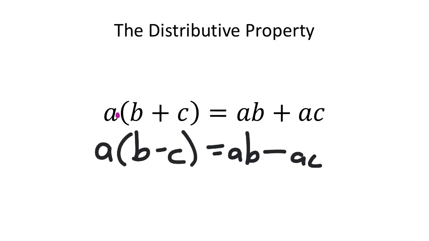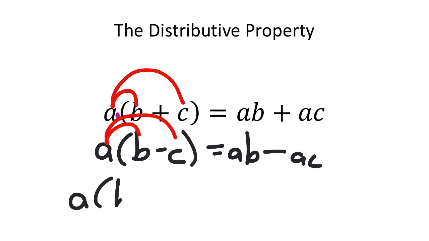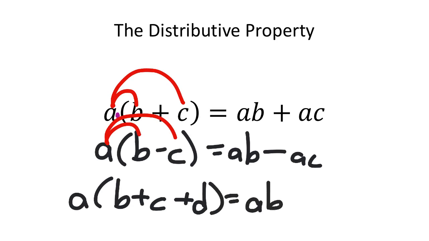Again, you're just distributing this value on the outside of the parentheses to all of the terms on the inside of the parentheses. So in this case, we're showing distribution into 2 terms, but it is possible to distribute into 3 different terms. So if we saw something like this, it could end up being distributed into 3 different terms, like this.